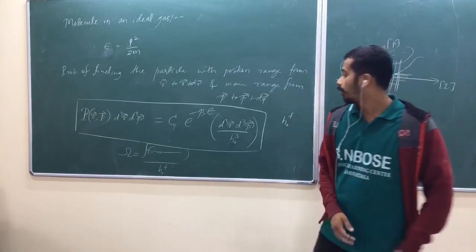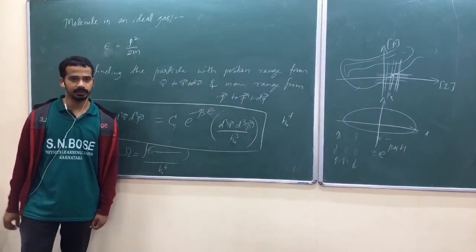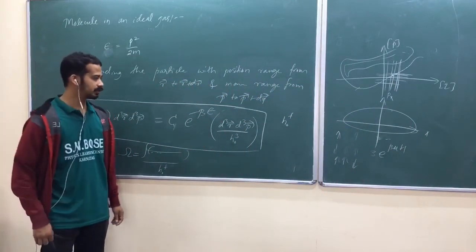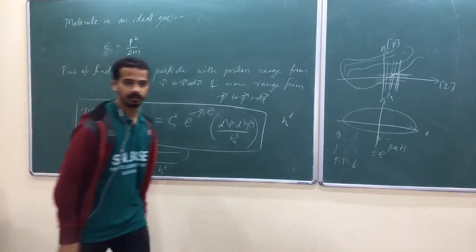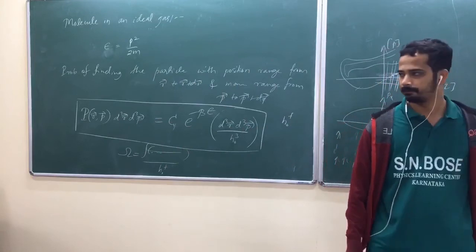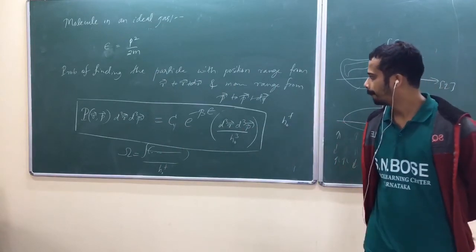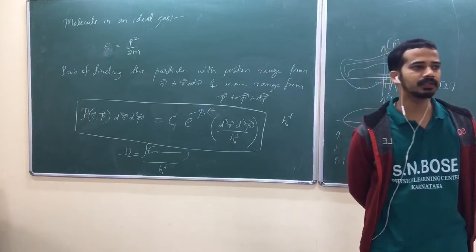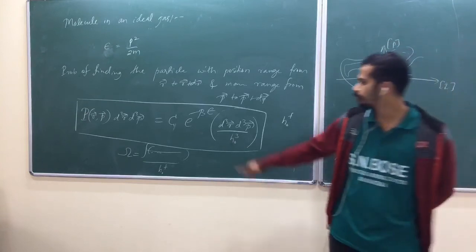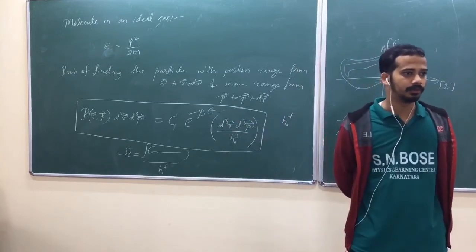Temperature. When you maintain temperature 0, beta becomes infinity, e power minus infinity. No, temperature, you can't go to 0, okay? You can't go to 0 temperature. Then actually particles are not moving at all. Then energy also becomes 0. Energy also becomes 0. Okay.